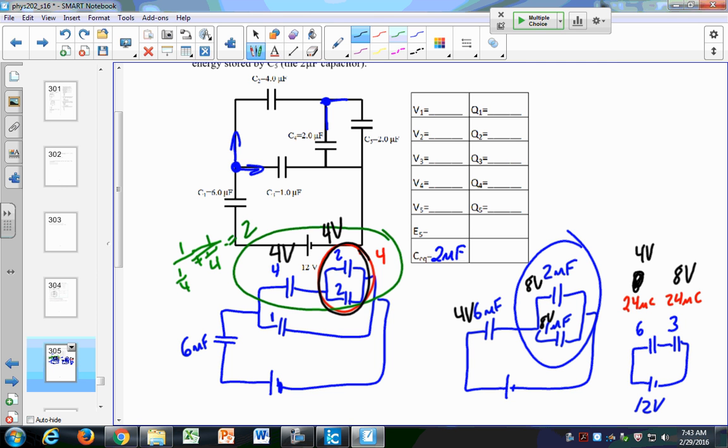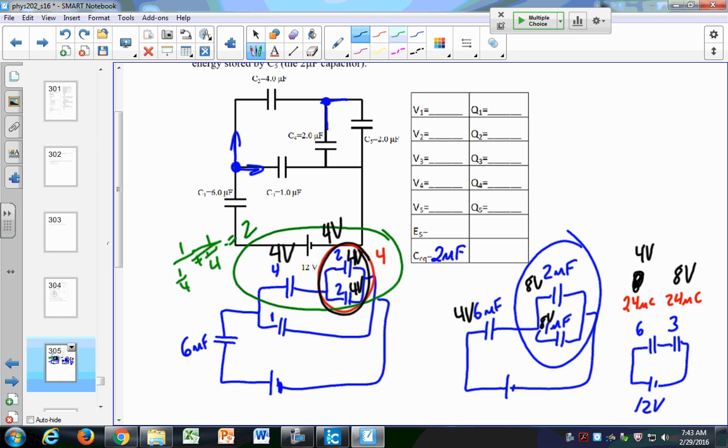So whatever the equivalent capacitance, which for these 2 microfarad was a 4 microfarad capacitor. We didn't draw that, but these two have a 4 microfarad equivalent, which has 4 volts. Because these are in parallel, they'll have the same voltage as their equivalent. So I have 4 volts and 4 volts here. And then it's just a matter of writing it down.